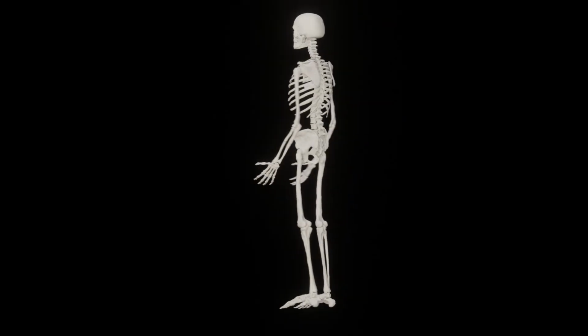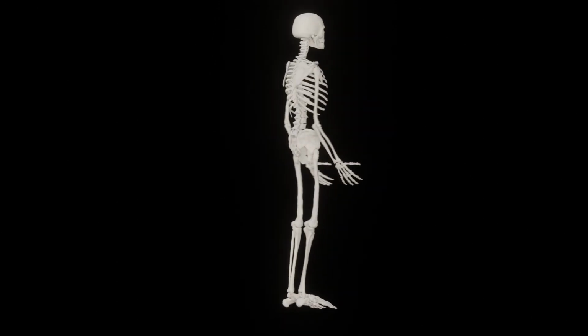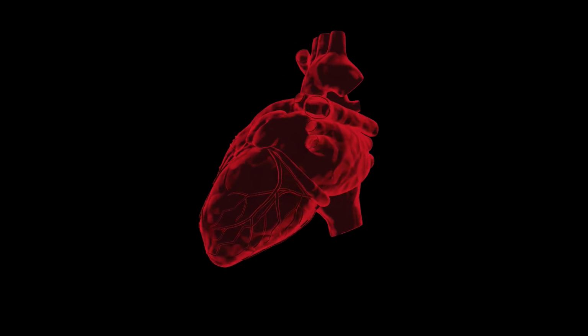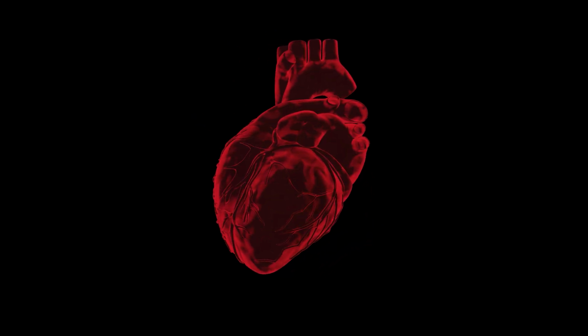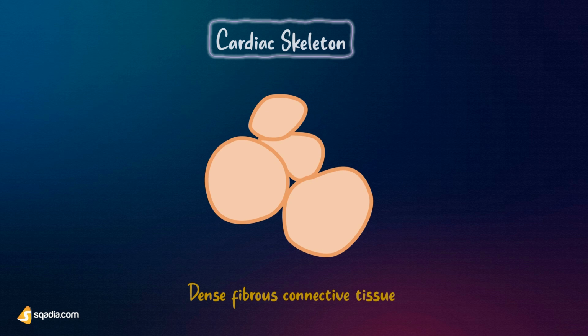We know that a human body has a bony skeleton that provides a supportive framework to the body. A similar skeleton is also present in the heart, which provides structural support to the heart. That fibrous skeleton of the heart is also known as the cardiac skeleton. The cardiac skeleton is formed by dense fibrous connective tissues that are arranged in the form of rings. So basically, this cardiac skeleton consists of 4 fibrous rings of connective tissues.